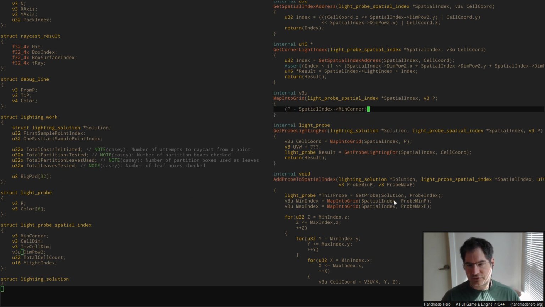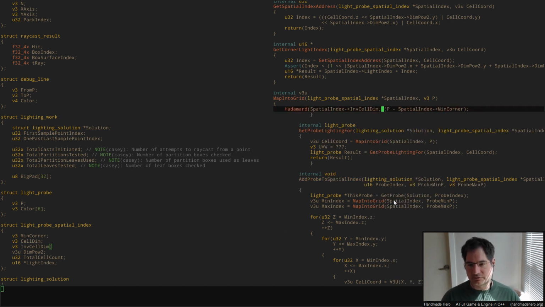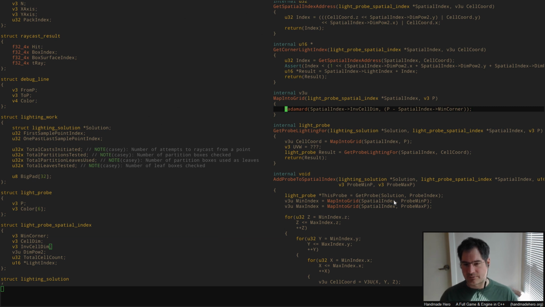That's the vector from the minimum corner of our spatial index to the point in question. After we get that relative one, we know that each cell is exactly this large. So we can just take it and divide it effectively, right? Because multiplying by the inverse cell dimension is the same as dividing by the cell dimension. Again, that's an actual per element multiplication, so we have to invoke a Hadamard product there.